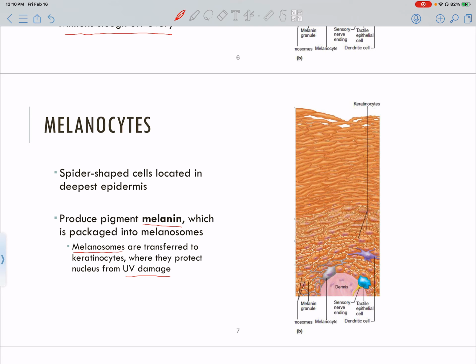So they're basically just the factory to produce melanin and package it, and then they're going to pump it into keratinocytes. And actually, keratinocytes are going to contain more melanin than melanocytes. And again, that's because melanocytes are just trying to produce it so that they can get it to the keratinocytes, because they're the ones that are going to need it for protection.